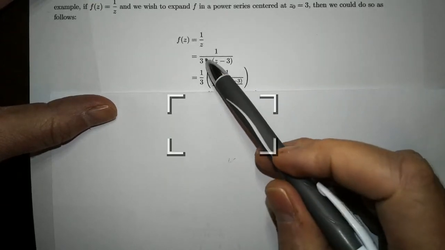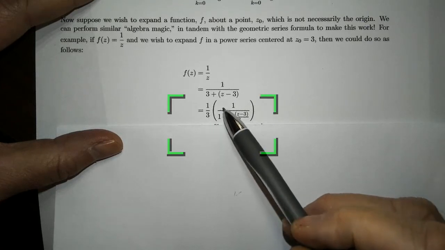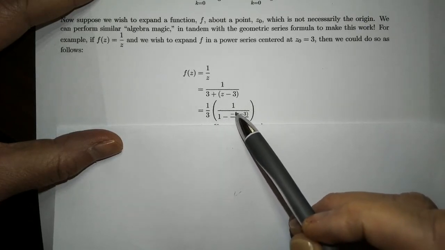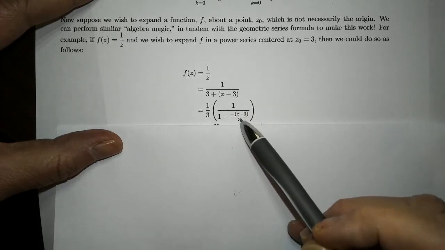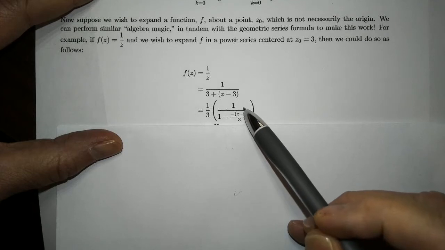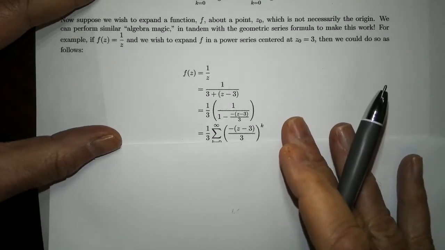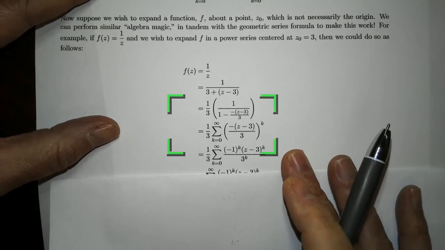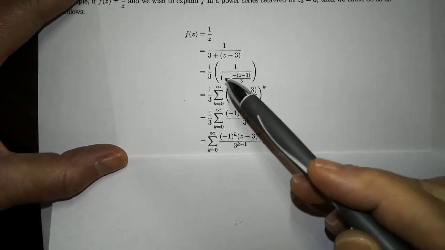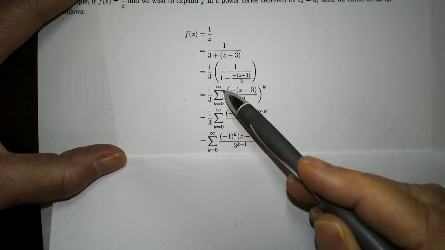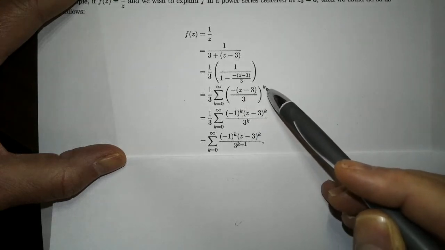Well, the first thing I'll do is factor a 3 out of the denominator. And then I'll have 1 minus the quantity z minus 3 over 3. So now I can apply the geometric series formula to this, where my r value, my common ratio, is going to be just that quantity there. If I do that, I get 1/3 out in front, the series from 0 to infinity, of minus the quantity z minus 3 over 3 to the kth power.